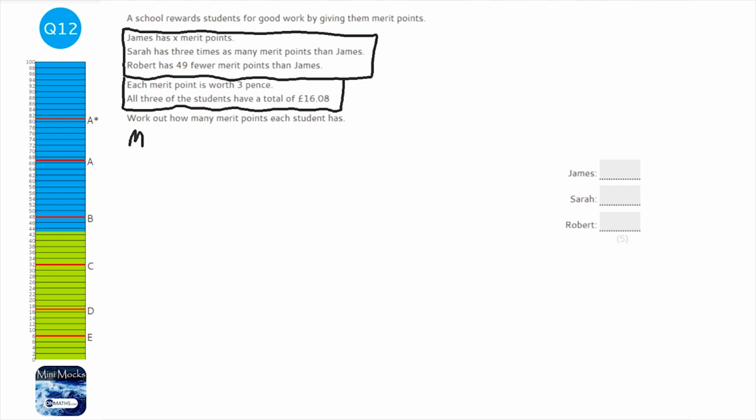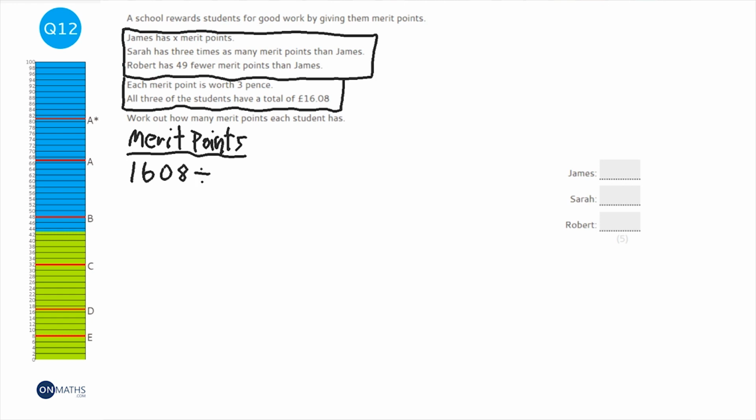So merit points. Okay, so first of all, I'm going to change the pounds into pence. So I'm going to make it 1,608 pence. And if each one's worth 3 pence, then to work out how many we've got, we just divide it by 3. And I'm going to do this over on the right hand side.